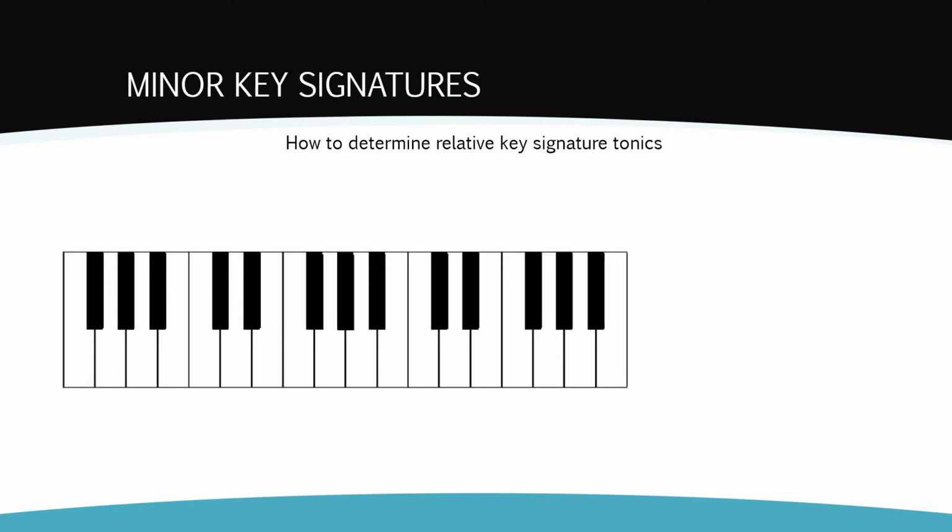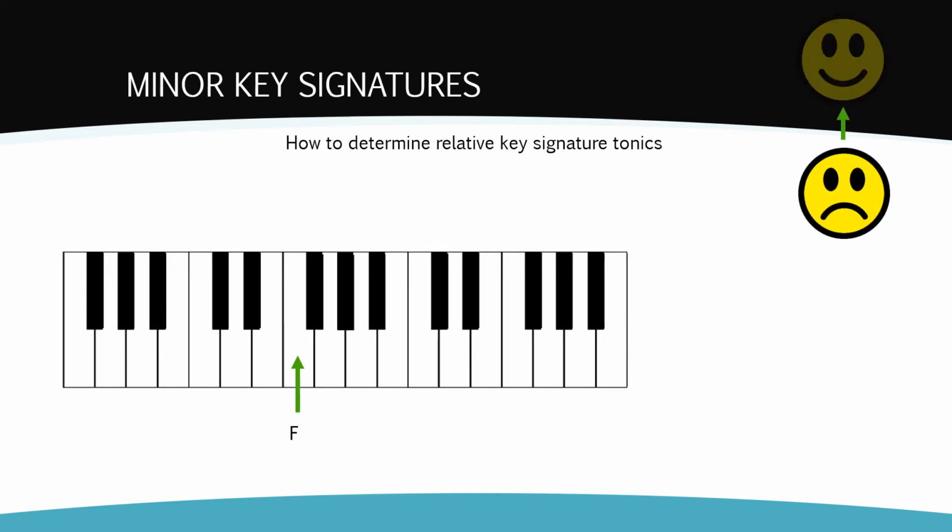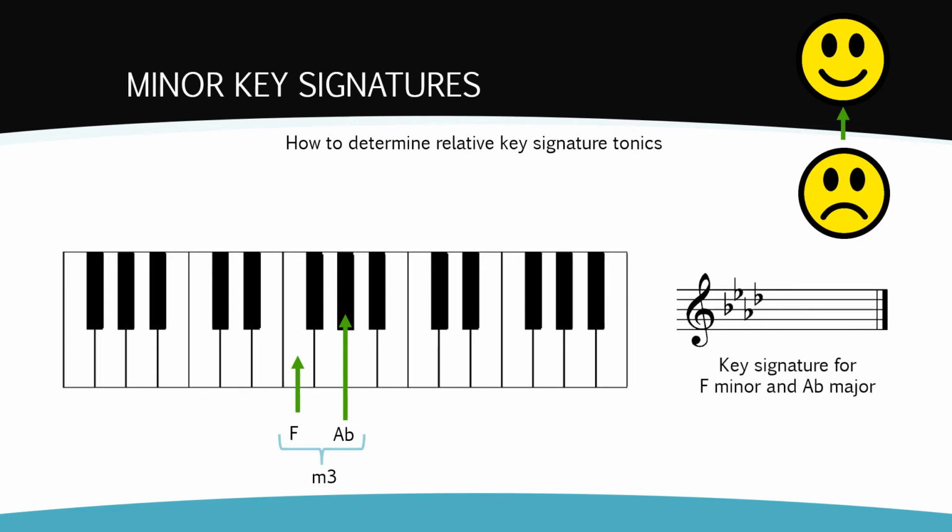If you are given a minor key signature, say F minor, and asked to find the relative major, think up a minor third from F to find the tonic of the major key. Just as thinking from happy major to sad minor made us feel down, thinking from sad minor to happy major will lift our spirits up a minor third. In this case, a minor third up from F is A flat.